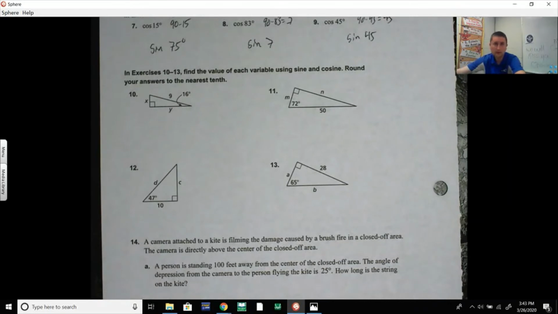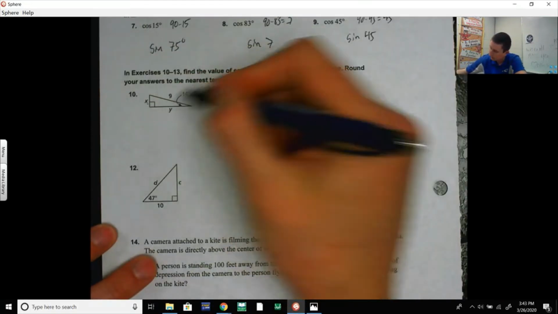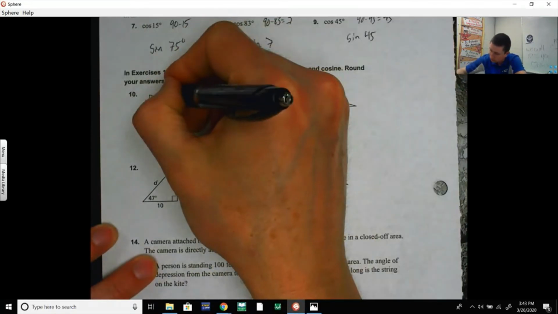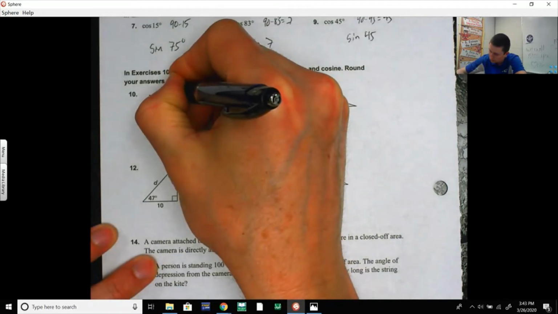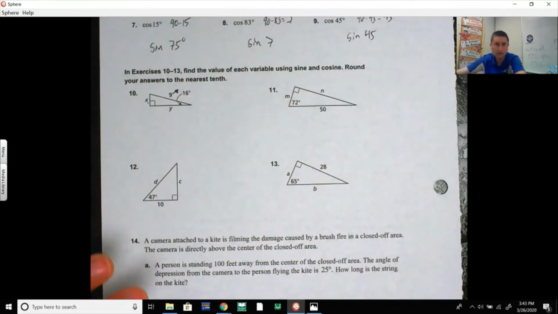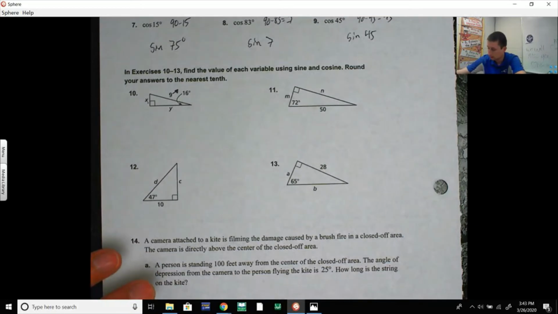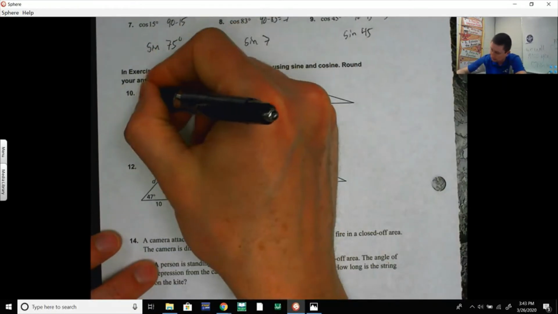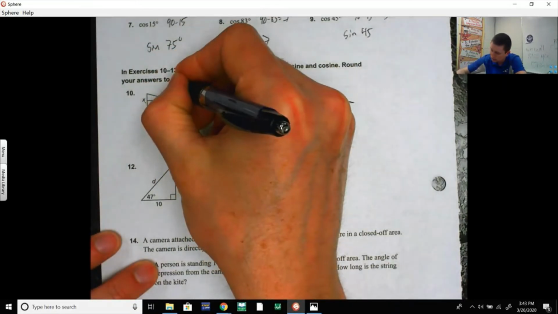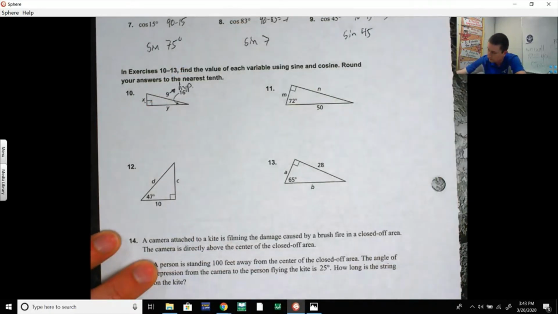Find the value of each variable using sine and cosine. Round your answer to the nearest tenth. So we need to find the x and the y. That's what they're looking for. First of all, this label, what is it? Is it the adjacent, the opposite, or a hypotenuse? So I have a 9. I see that it's opposite the 90-degree angle, so that makes it the hypotenuse.